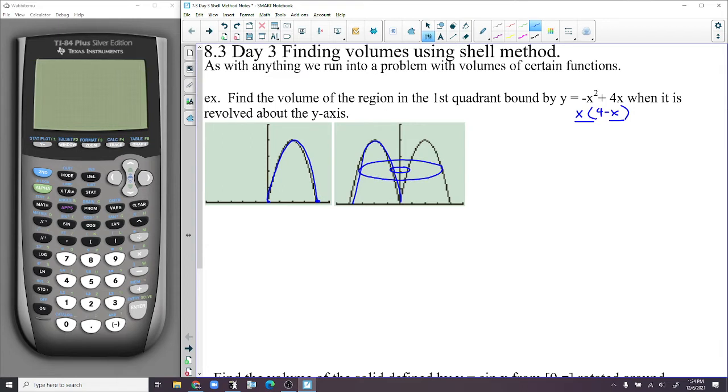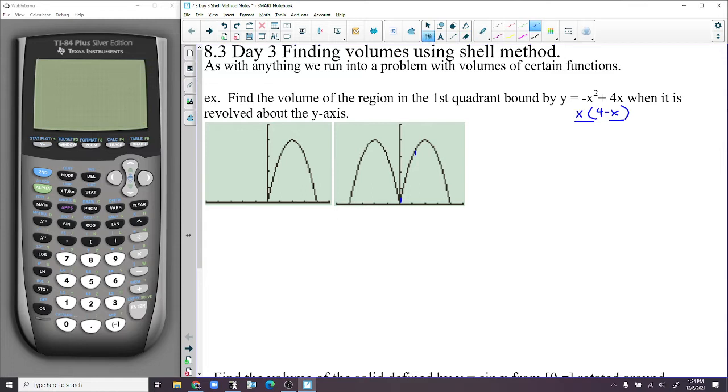But the problem with this is that these two are the same function. So how do we subtract the same function and get a value that's not 0? So when we have the same function, we've got a problem with the washer method. That's when we'd use the shell method. And here's the shell method.